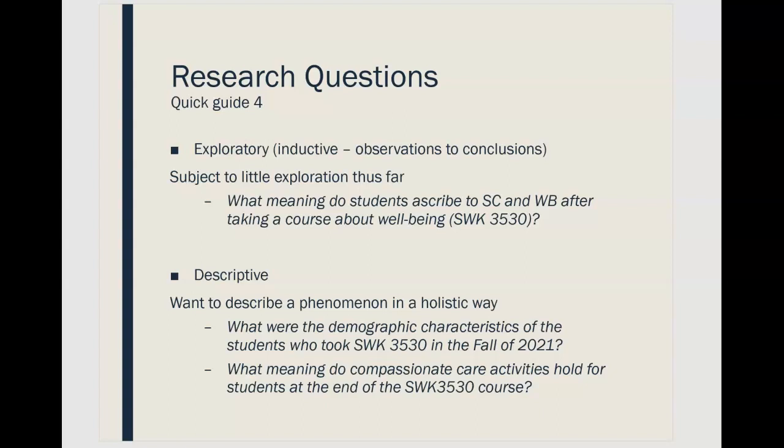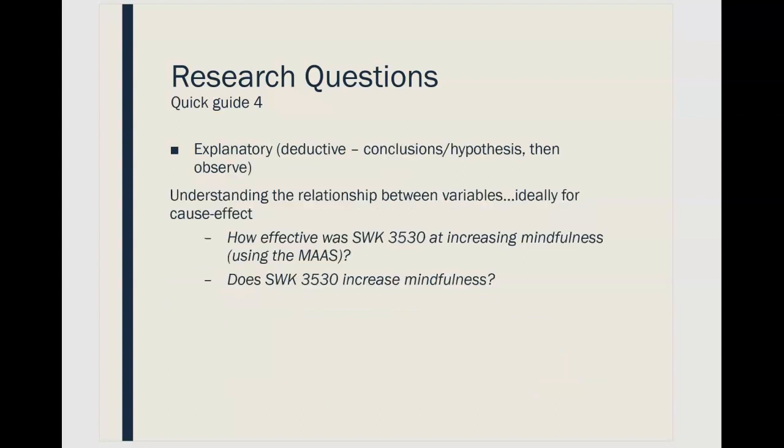So taking these observations and then trying to make some conclusions, maybe more broadly, after that. Descriptive, we want to describe a phenomenon in a holistic way. This can be both quantitative and qualitative. What were the demographic characteristics of the students who took this, right? So just simply stating and describing the students who took this and gave me data. It could be, what meaning do compassionate care activities hold for students at the end of this course? So really describing the meaning around that. That's, again, more qualitative, but descriptive in that way.